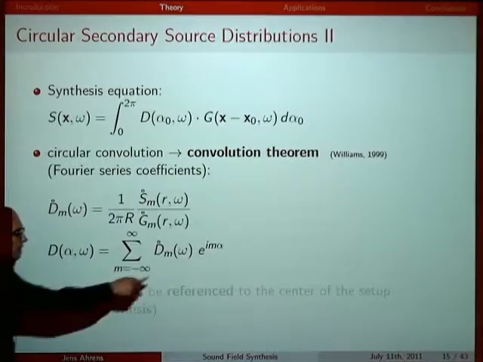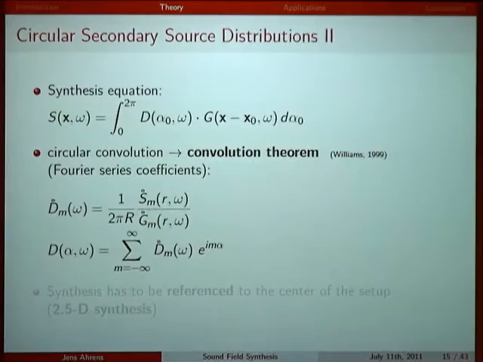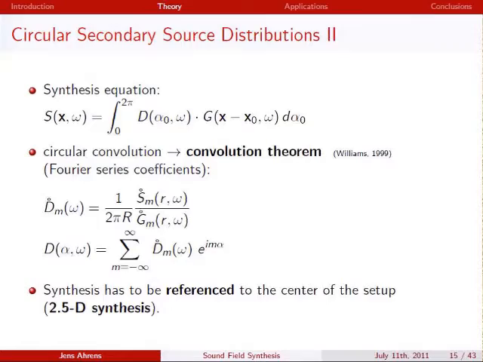Though you see it already here, there's the radius r in the equations, you have to reference the synthesis to the center of the setup. That means there's only, in the center of the setup, one single point where, in the general case, the sound field will be correct. Anywhere else, it is different from the desired sound field. So this looks, for example, for the plane wave like this.